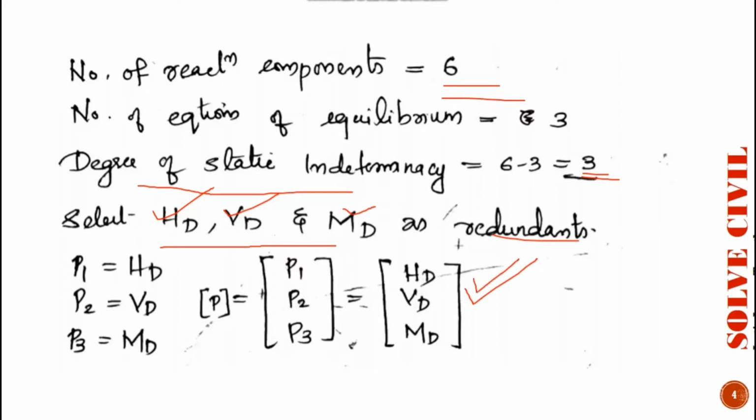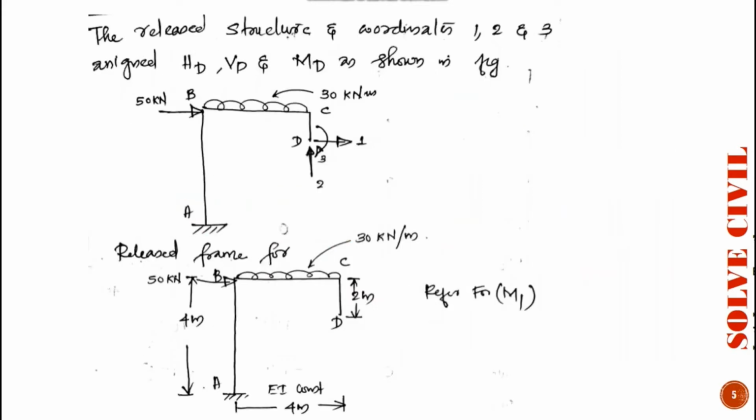Develop the matrix. Now we have to draw the released structure and coordinates. The released structure and coordinates 1, 2 and 3 assigned to HD, VD and MD are shown. This is the released frame. We can use this frame for the calculations of the moment, that is moment due to given loads.